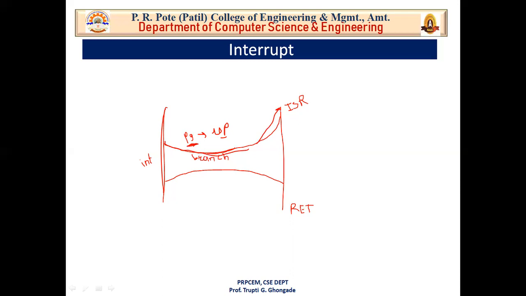What is the definition of an interrupt? An interrupt is a condition that makes the processor execute an interrupt service routine. The processor gets the interrupt, then the processor goes to the ISR, that is the interrupt service routine.